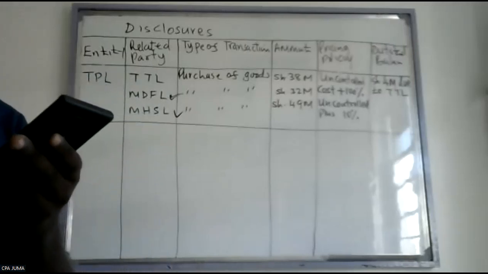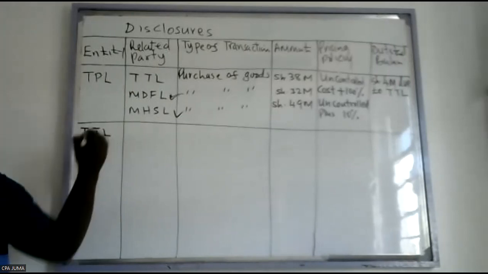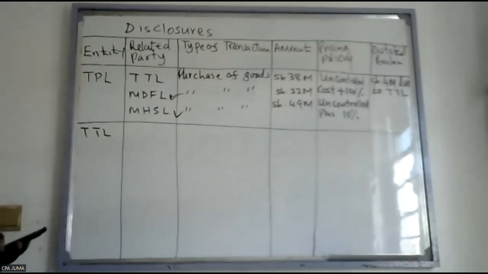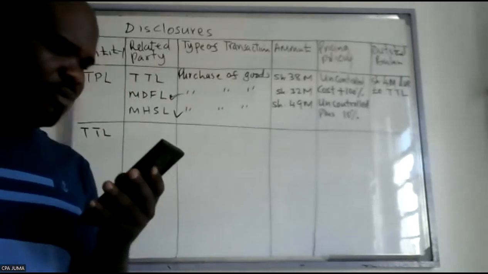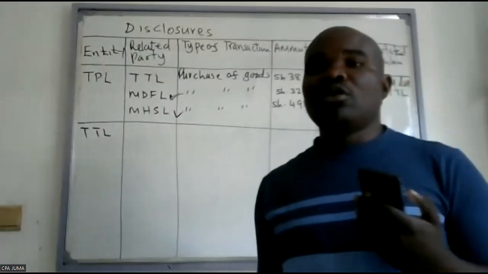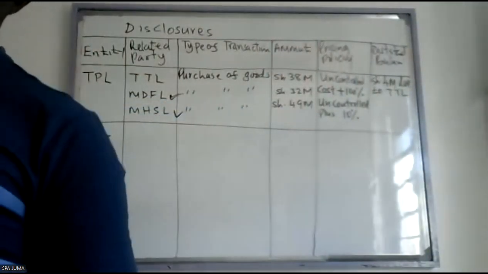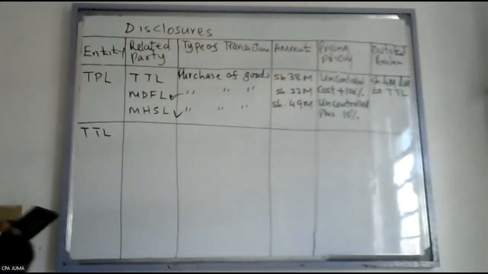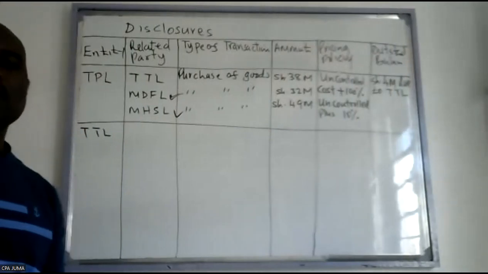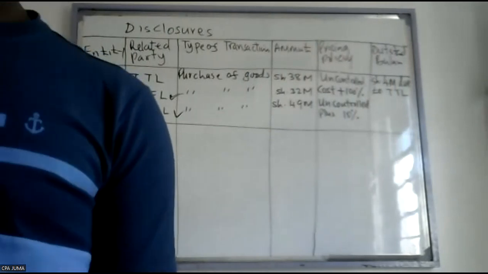The next one, they want TTL. Which companies are we supposed to disclose for TTL? They transacted with which entities? Check, check, check. Then we disclose.